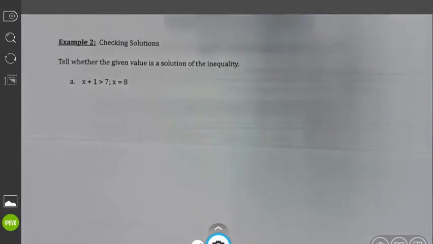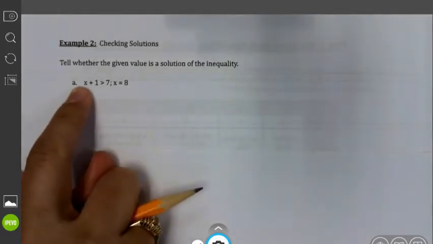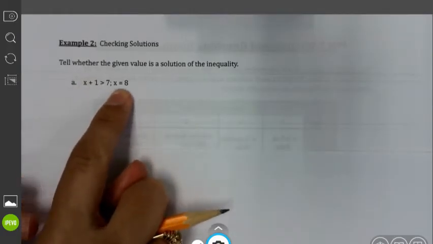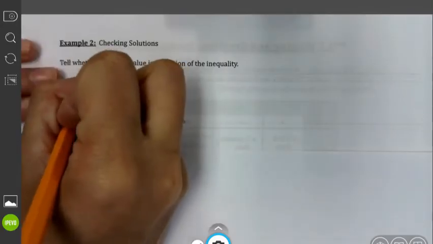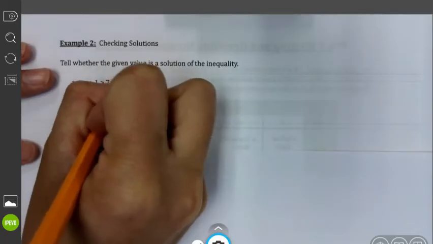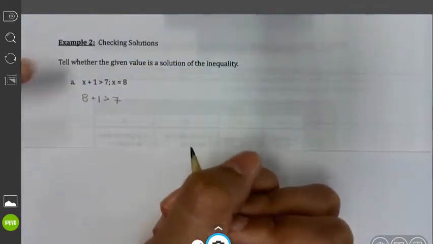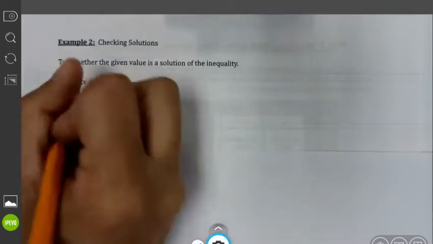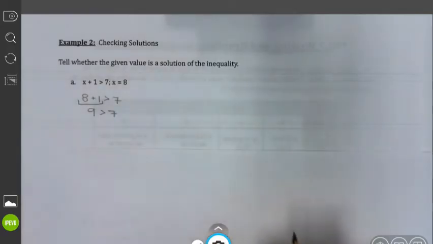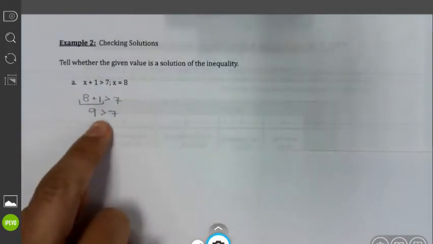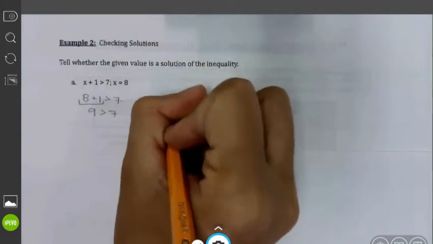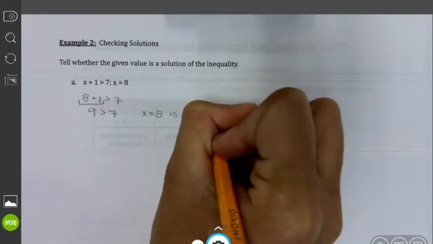So let's practice checking our solutions. In this inequality, we want to know if x plus 1 is greater than 7, if x can be 8. So we are going to replace x with the number 8 and just rewrite the whole thing. Now I'm going to simplify this side and decide if the inequality is true. 9 is greater than 7, therefore x equals 8 is a solution.